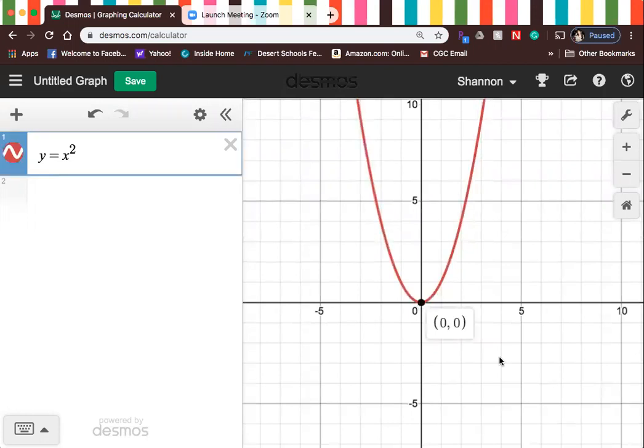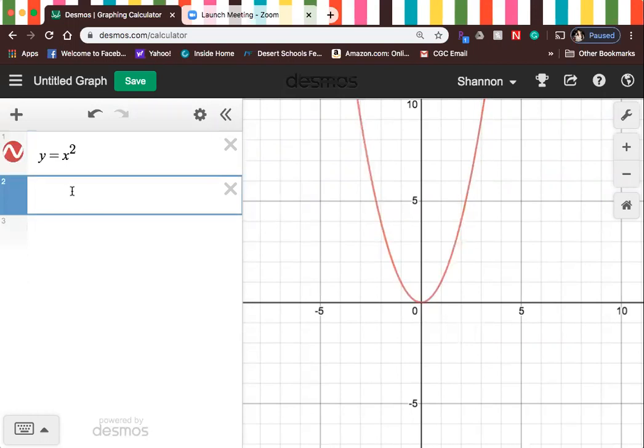Notice it is centered at the origin. The vertex is at the origin. The y-intercept is at the origin. The x-intercept is at the origin. It's as boring and basic of a quadratic as you can get. Well, certainly, as you guys saw, not all quadratics are centered at the origin.